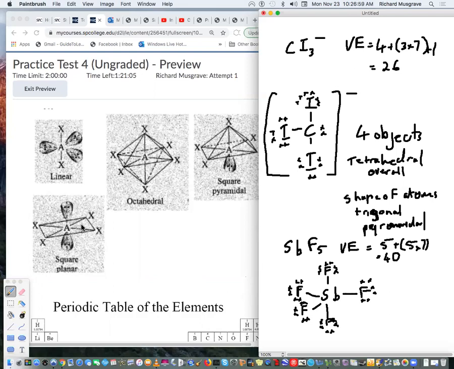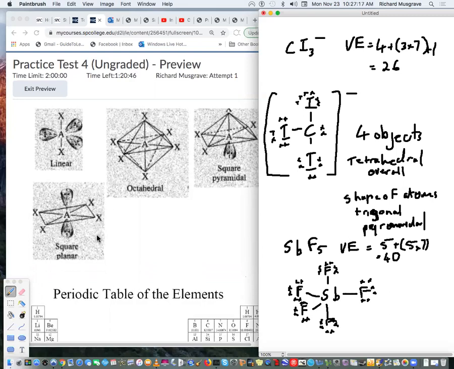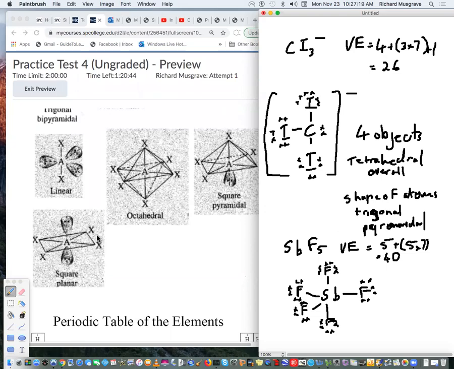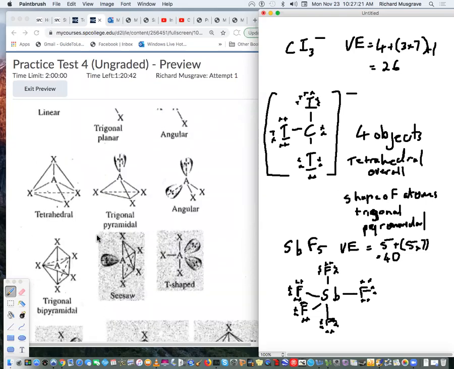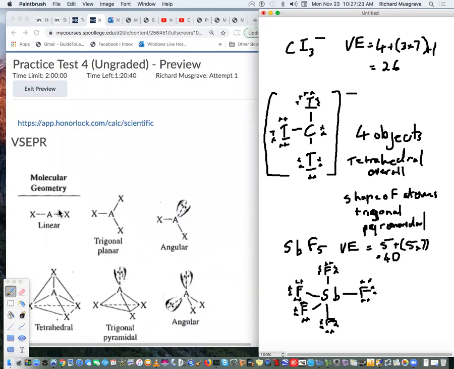So we determine it by looking at, what do we have to look at in it? Well, you have to look at the overall shape to get bond angles. Right? So once you've determined the overall shape, then you can calculate your bond angles. What would be the bond angle of linear? Well, it's 180, right? Flat line, okay. Straight line, right?